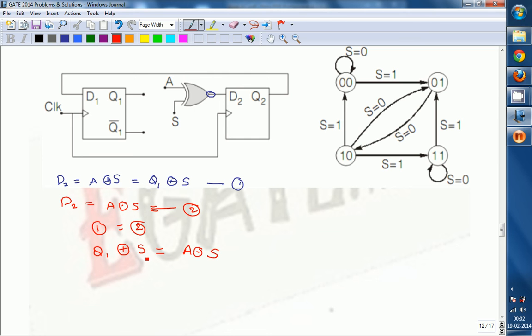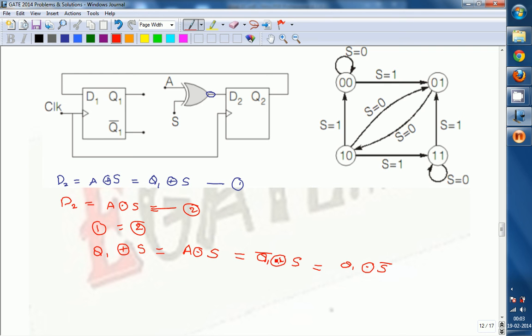S and S are the same, the only difference is that here it is XOR and here it is XNOR. So we can write the same expression as Q1 bar XNOR S, otherwise you can write it as Q1 XNOR S bar. So S has to be the same but Q1 is replaced with Q1 bar, or Q1 remains the same and S is replaced with S bar, at that time you can use the XNOR gate.